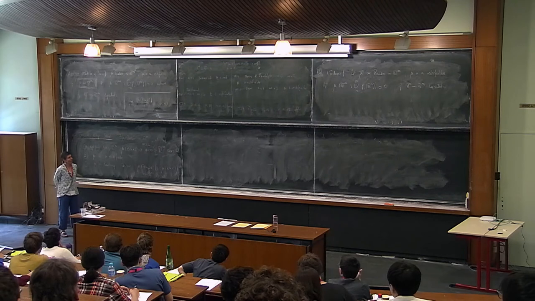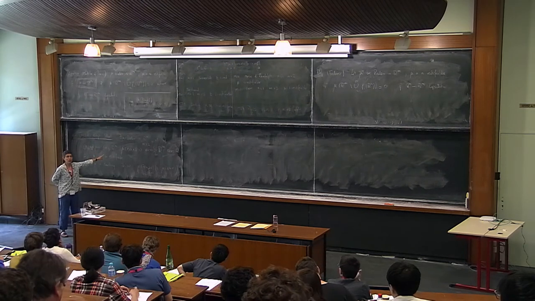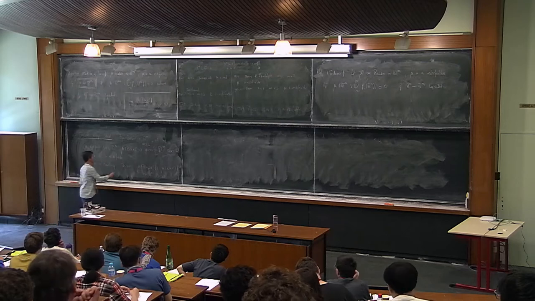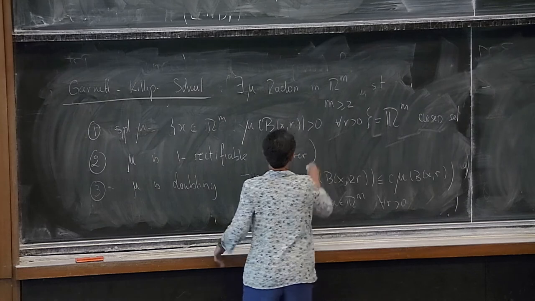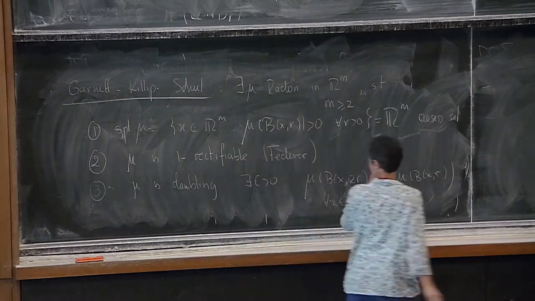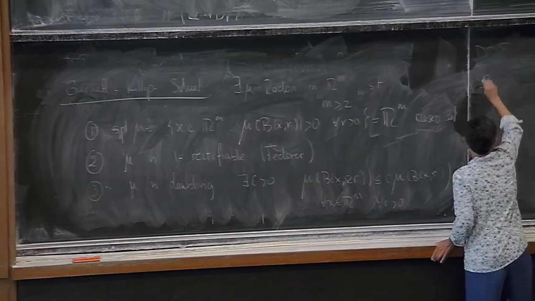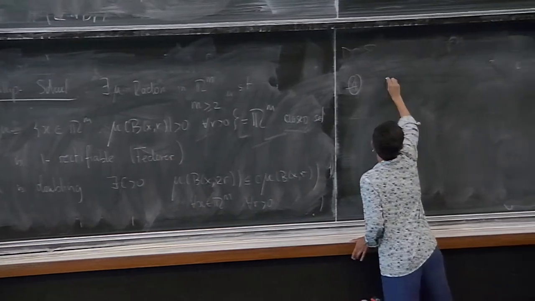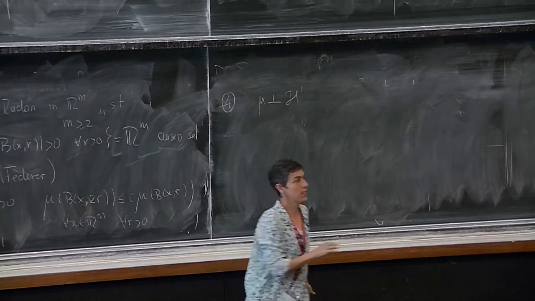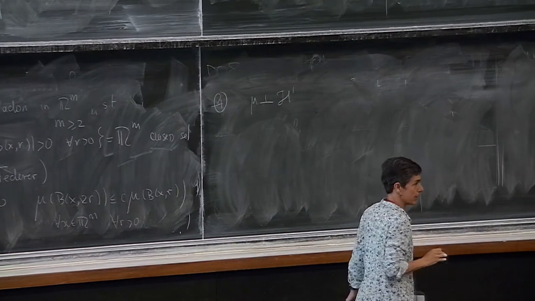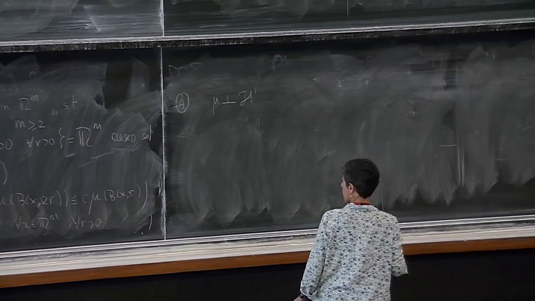Thank you. Now, in Federer's sense, because it's singular with respect to H1. Okay? Federer, I was about to give it to you. Mu is singular with respect to H1. Its density is locally infinite. It's plus infinity everywhere.